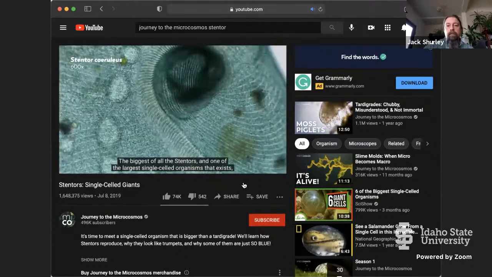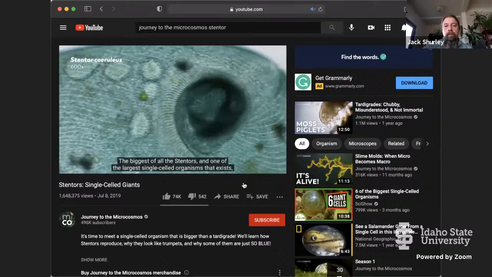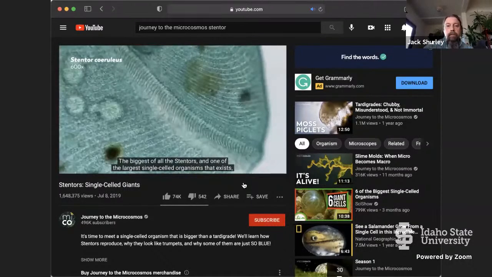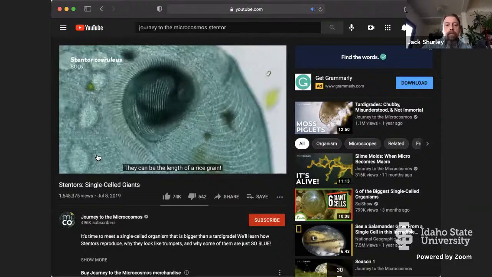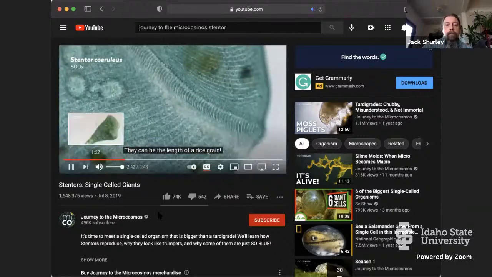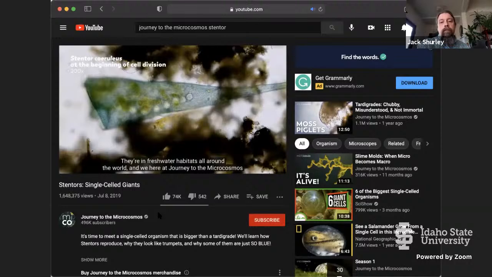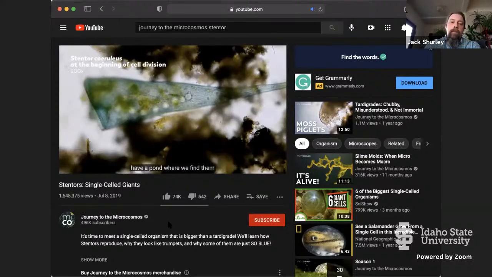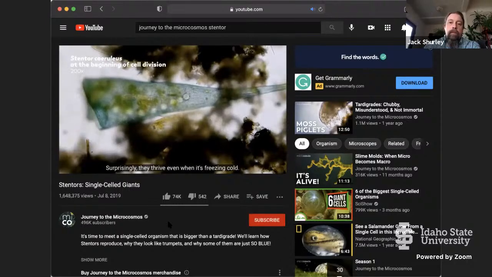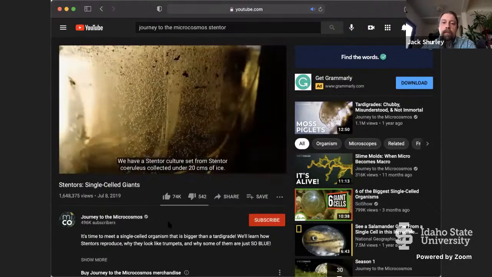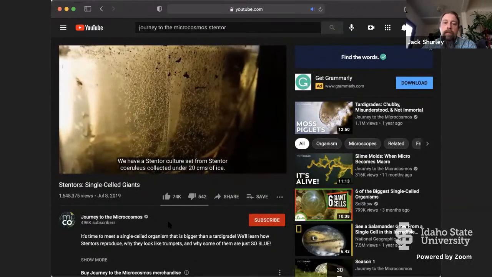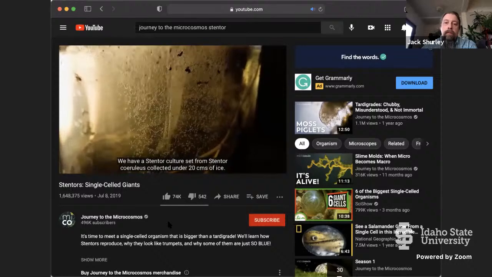The biggest of all the stentors, and one of the largest single-celled organisms that exists, is Stentor caeruleus. They can be the length of a rice grain. There are insects in your backyard that are smaller than these massive but common unicellular organisms. They're in freshwater habitats all around the world, and we, here at Journey to the Microcosmos, have a pond where we find them all the time. Surprisingly, they thrive even when it's freezing cold. We have a stentor culture set from Stentor caeruleus collected under 20 centimeters of ice.